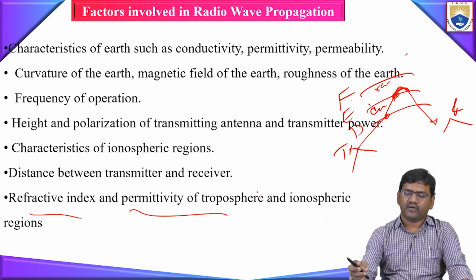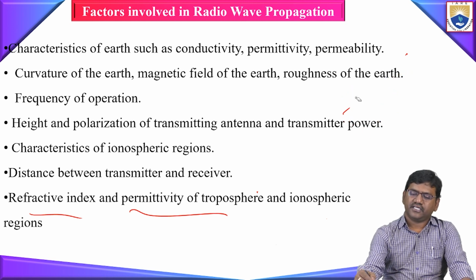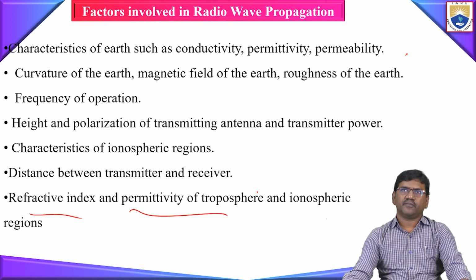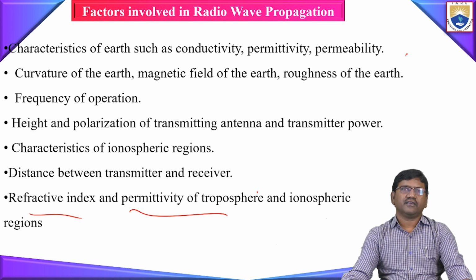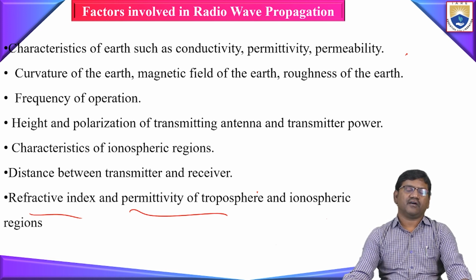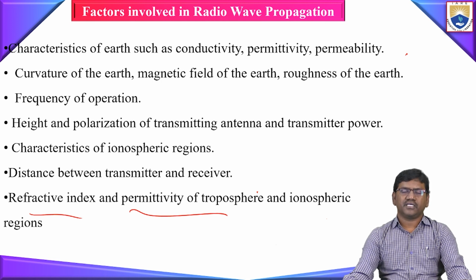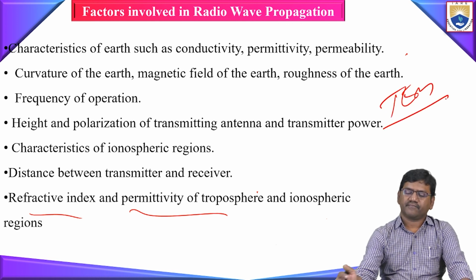So let us have a recap of what we have seen in today's session. We have seen what a ray is, what a wavefront is, what the factors involved in the radio wave propagation are, and what TEM waves are. The waves traveling from the transmitting antenna to the receiving antenna travel in the form of two types of lines: electric field lines and magnetic field lines. These electric field lines and magnetic field lines are perpendicular to each other and also orthogonal to the direction of propagation of the wave. We call these TEM waves.